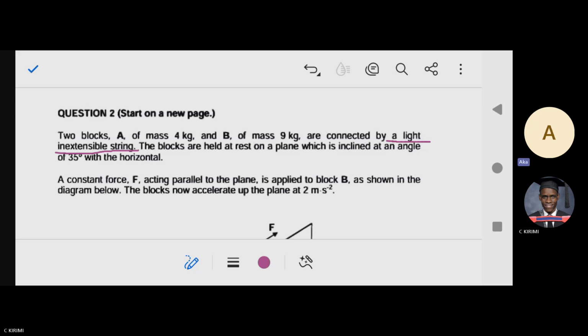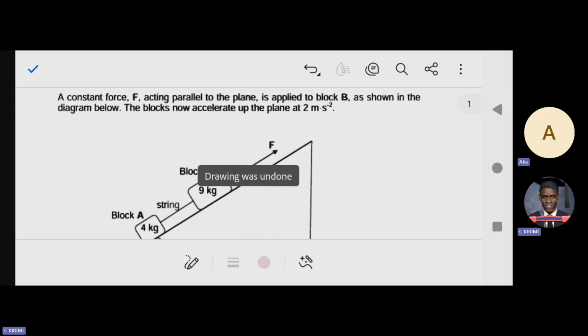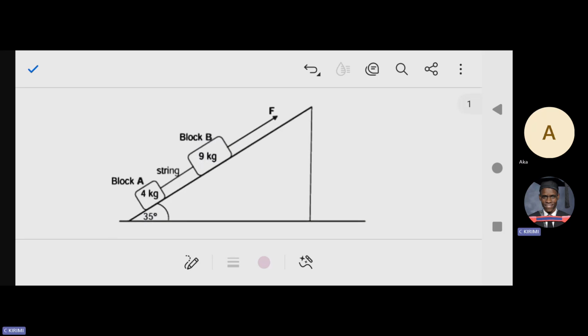So the blocks are held at rest on a plane which is inclined at an angle of 35 degrees with the horizontal. So these are the blocks which are held by this string, at an angle of 35 degrees with the horizontal. This is the horizontal. That is the plane which they are referring to.